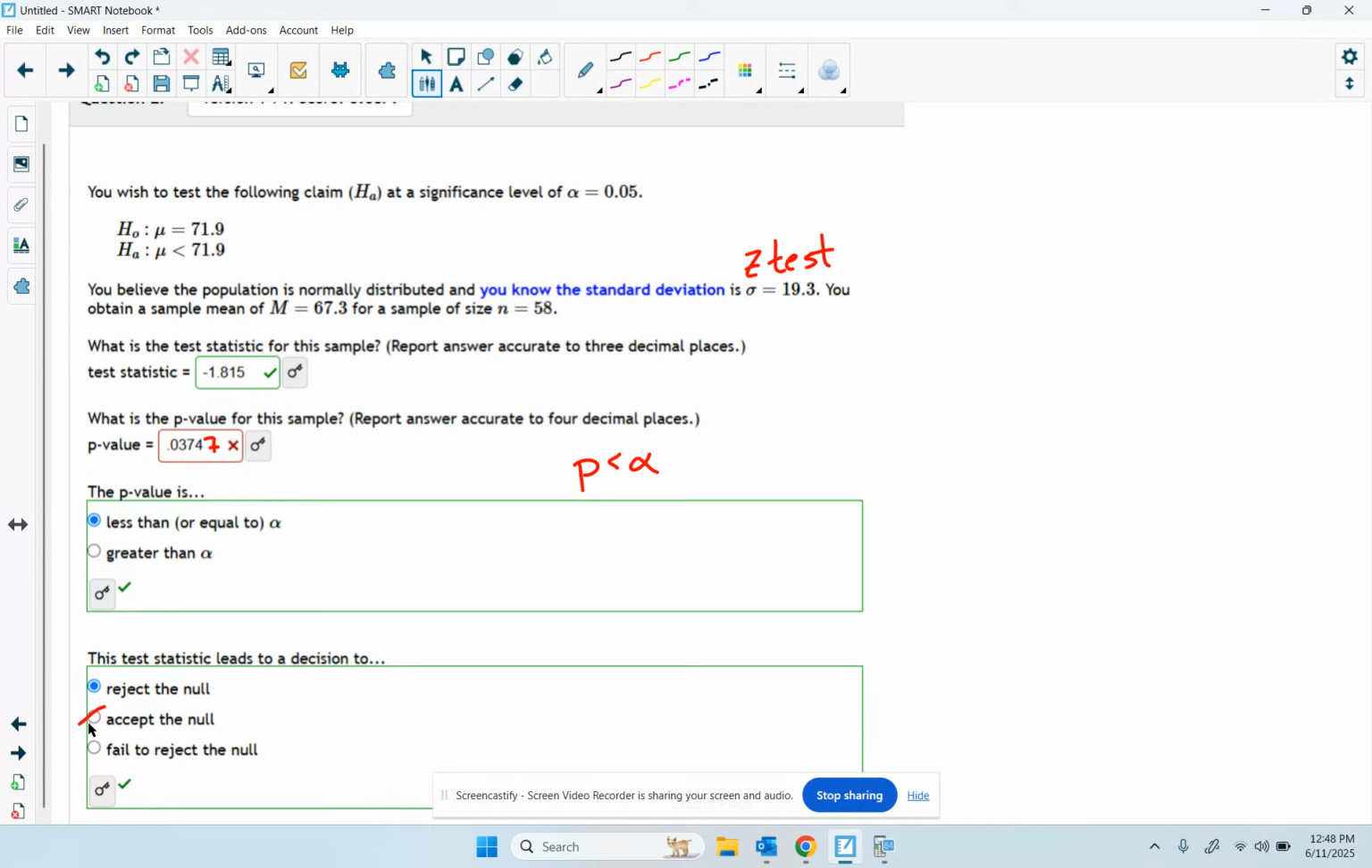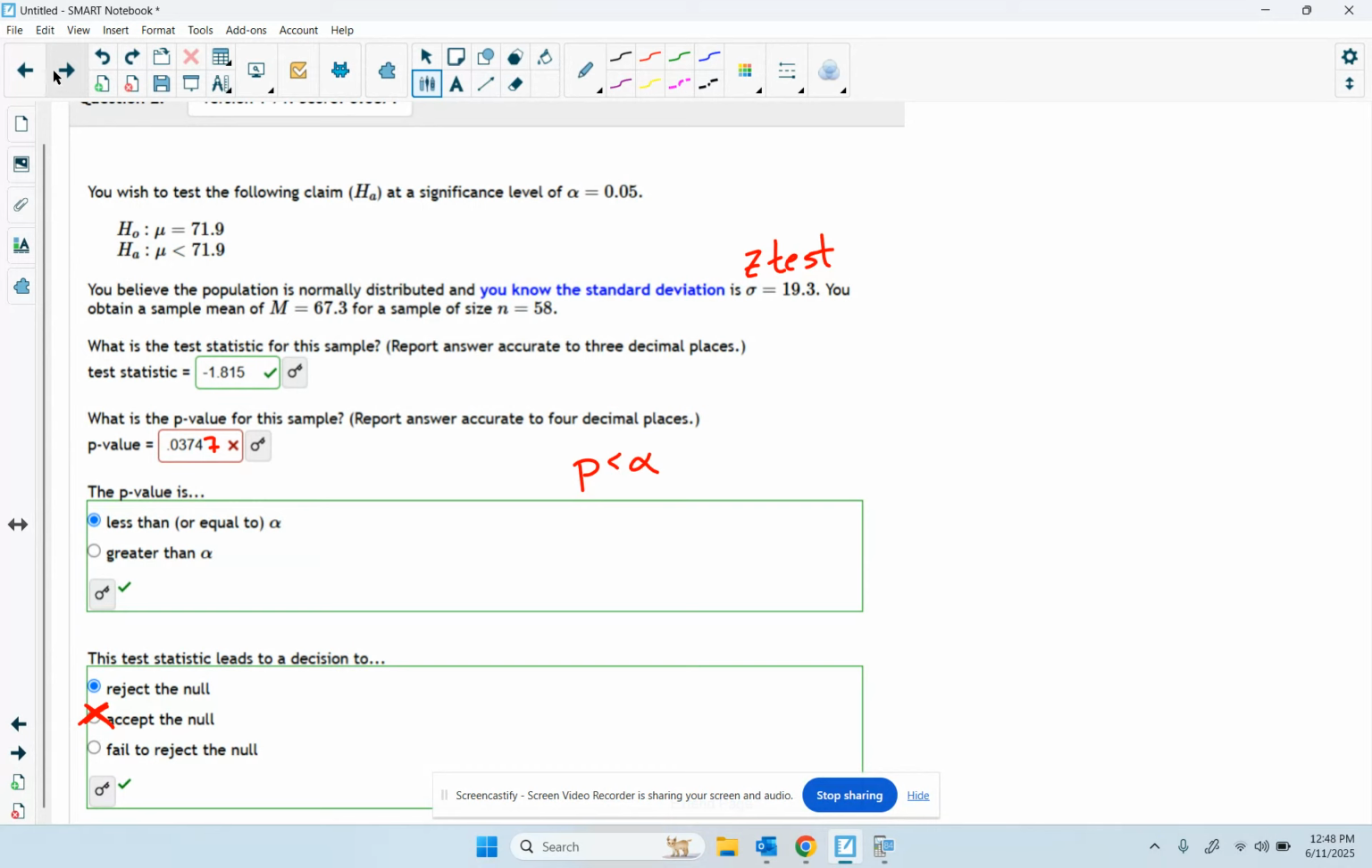You never accept the null. Okay? That's just not an option. So it's either reject the null or fail to reject the null. It's kind of like the court of law, right? You never really say someone is innocent. You just say that they're either guilty or not guilty. We cannot say they're innocent. We can either just prove or not prove guilty.